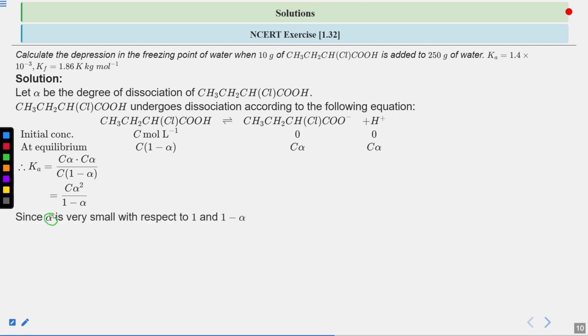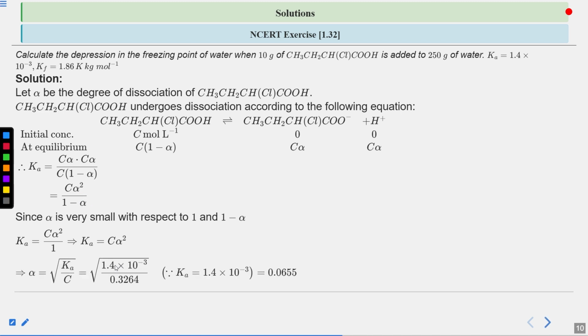Considering the Ostwald dilution law approximation, we have neglected alpha in 1 minus alpha, sorry, we substitute 1 minus alpha with 1. That will give you Ka is equal to C alpha square. So from here you can get your alpha. Alpha will be root under Ka by C. The Ka value is given here. So if you do this, you will get it as 0.0655. I've shown all the calculation related to it so that you can get a revision of the equilibrium topic also.